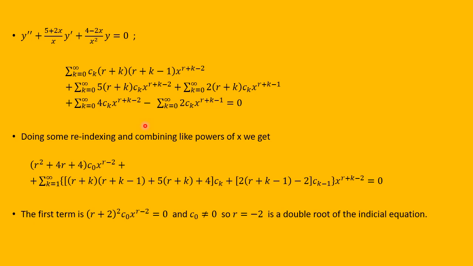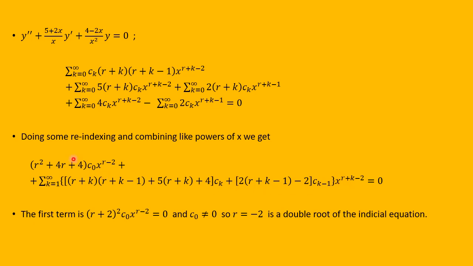If we do that, and I'll leave the algebra for you to look at, we can get this in the following form. First, the c0 term is going to be the quantity r squared plus 4r plus 4 times c0 times x to the r minus 2, plus the rest of the terms, sum k goes from 1 to infinity. And here we notice that we have this stuff times c sub k plus this stuff times c sub k minus 1. And all of this is a coefficient of x to the r plus k minus 2.